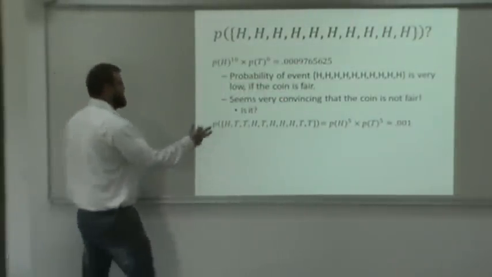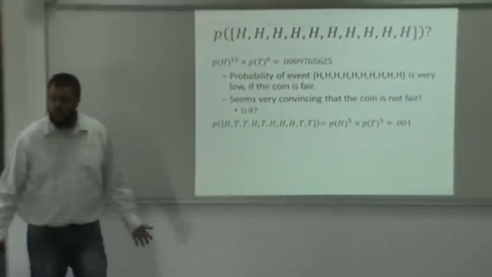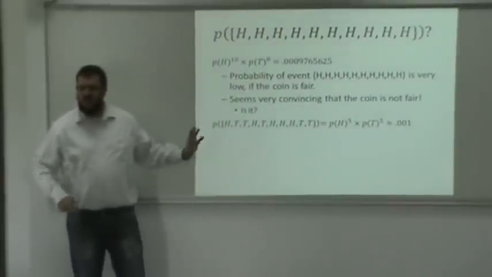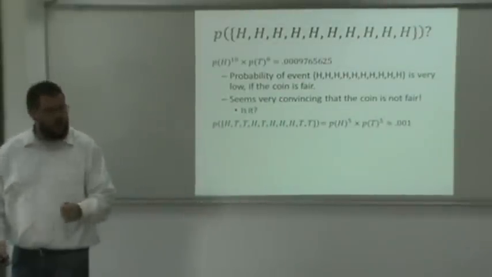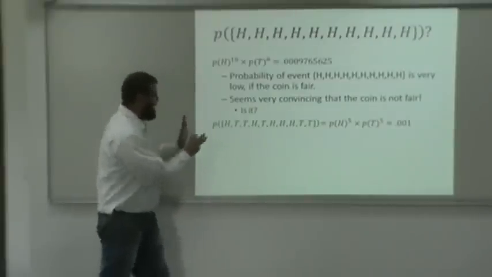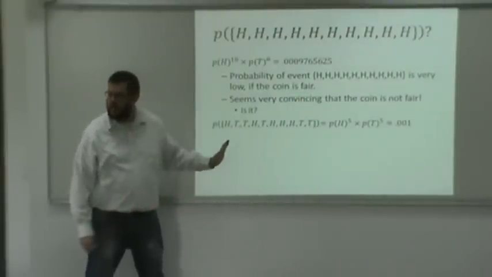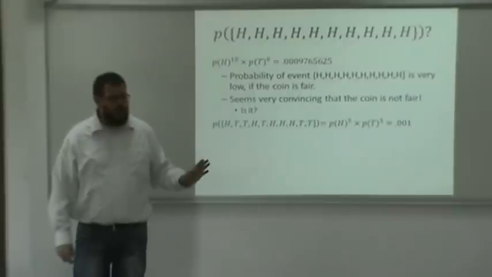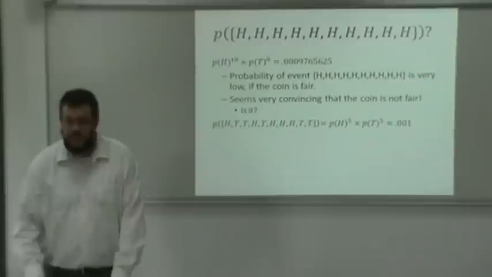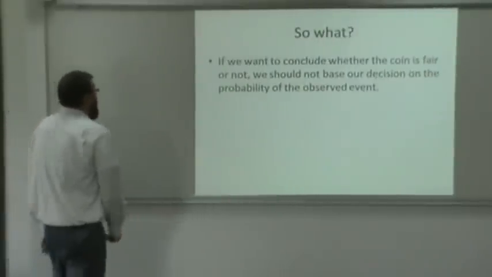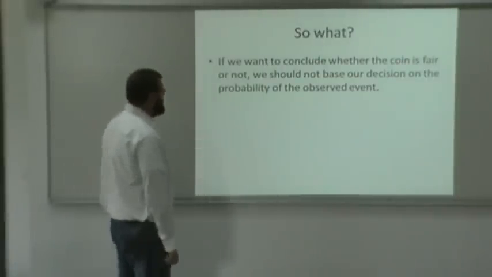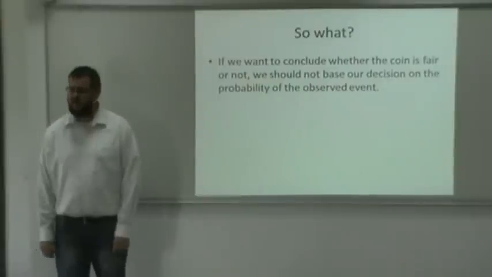So the probability of observing this event is really, really low. The probability of observing this event is also really, really low. But if the coin is fair, we would expect to observe events like this a lot, right? So maybe we don't want to make a decision only based on the probability of an event, okay? All right, so if we want to conclude whether a coin is fair or not, we should not base our decision on the probability of the observed event.